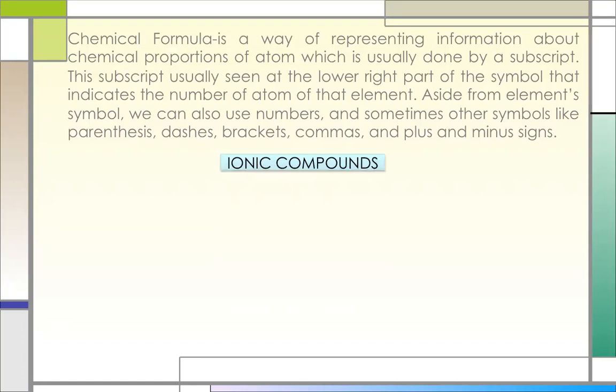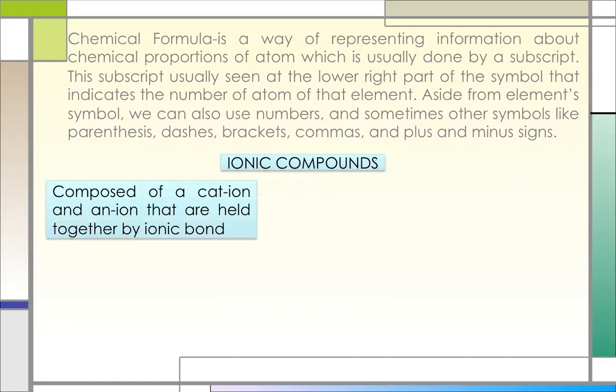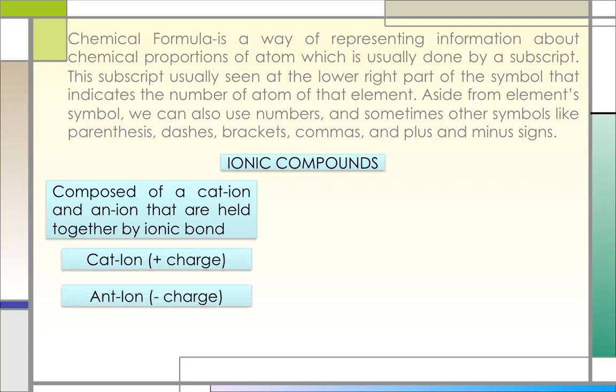Remember that ionic compounds are compounds that form between metals and non-metals, composed of a cation and an anion that are held together by an ionic bond. Cations are the positive charge. The anions are the negative charge.